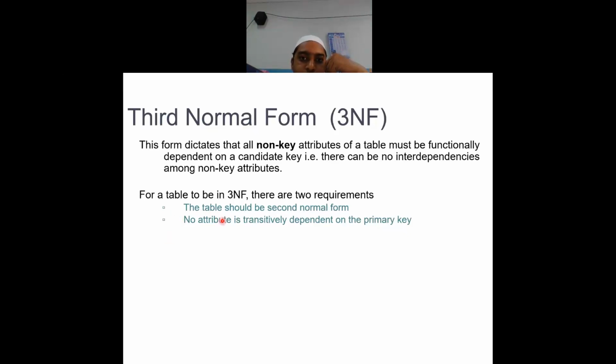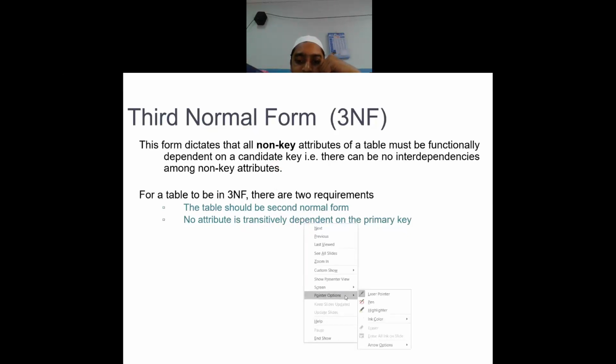Now, there are two things that should be there for your third normal form to be there. This definition which we have seen appears a little complex, right? But it is very easy if you try to see one simple thing. I hope you can remember the transitive property of mathematics.